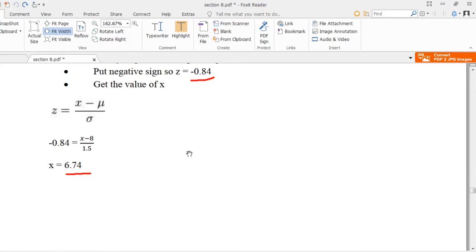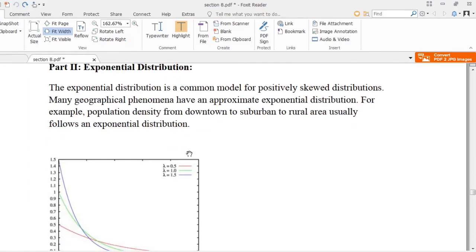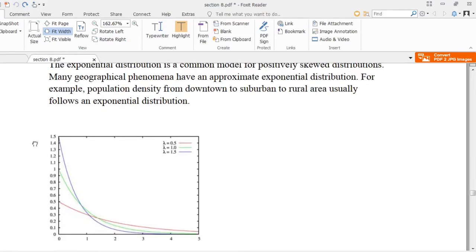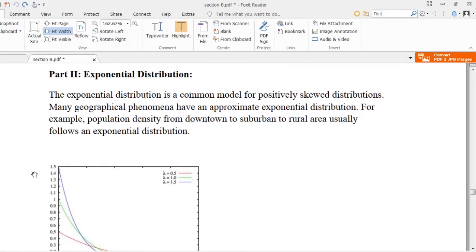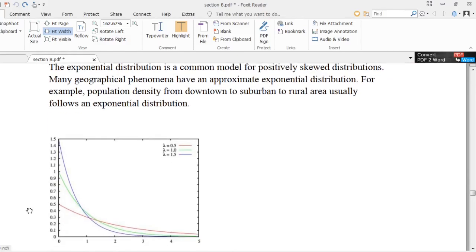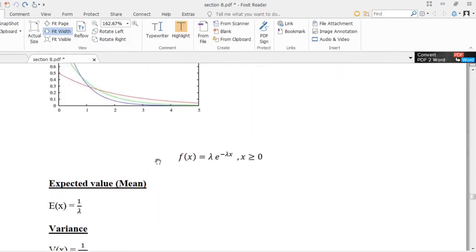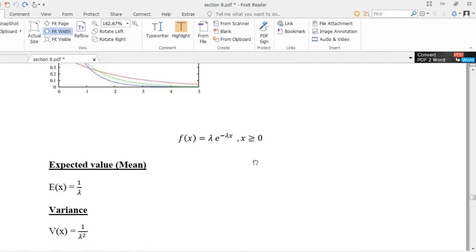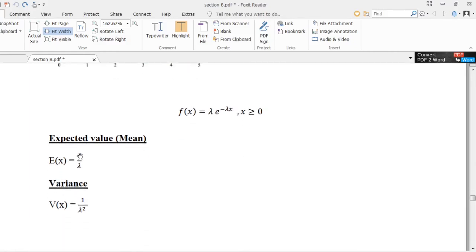Okay, so part 2 is about the exponential distribution. An exponential distribution is a kind of continuous distribution you may find in your life. It also has some applications. So the function of x is given by lambda times e to the power negative lambda x, where x is bigger than or equal to 0. The expected value is given by 1 over lambda, and the variance is 1 over lambda squared.